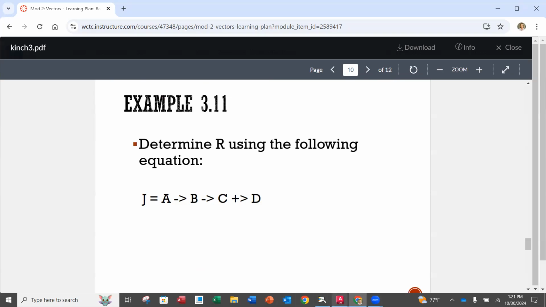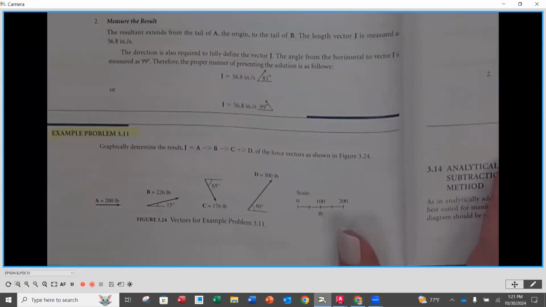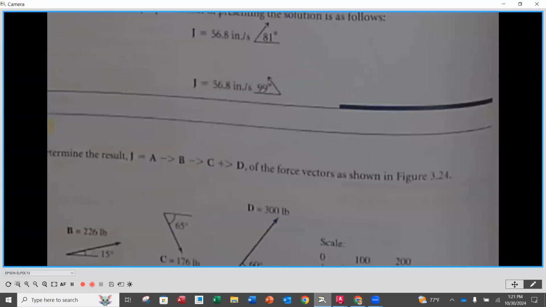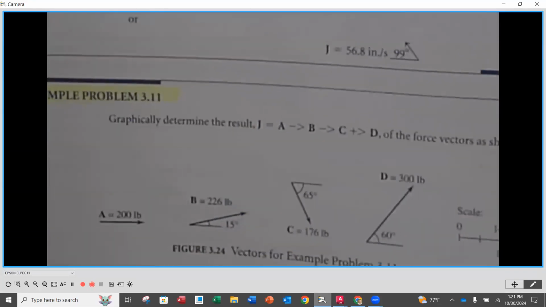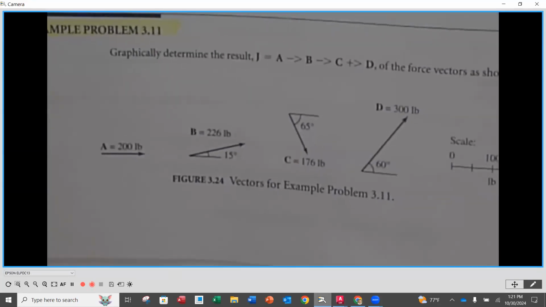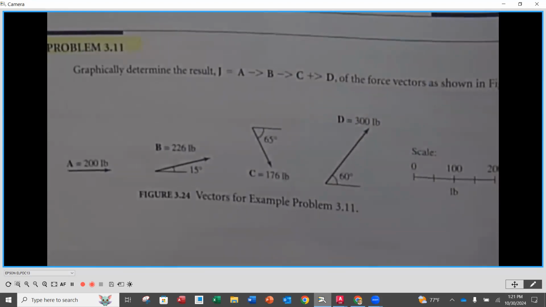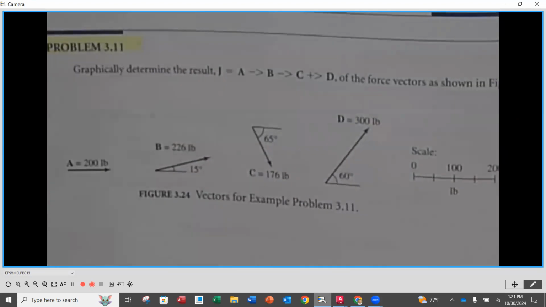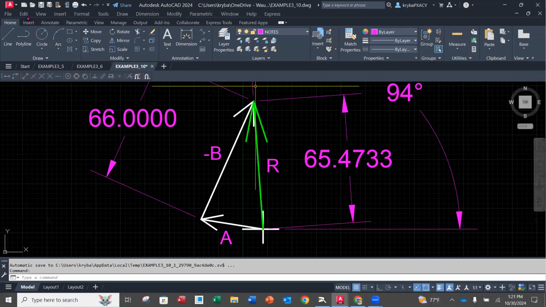So if we go to our book, here are the magnitudes and directions for each one of our vectors. Try to get this on here so you can see. Try that again. There we go. So I'm going to try this time to do it correctly.